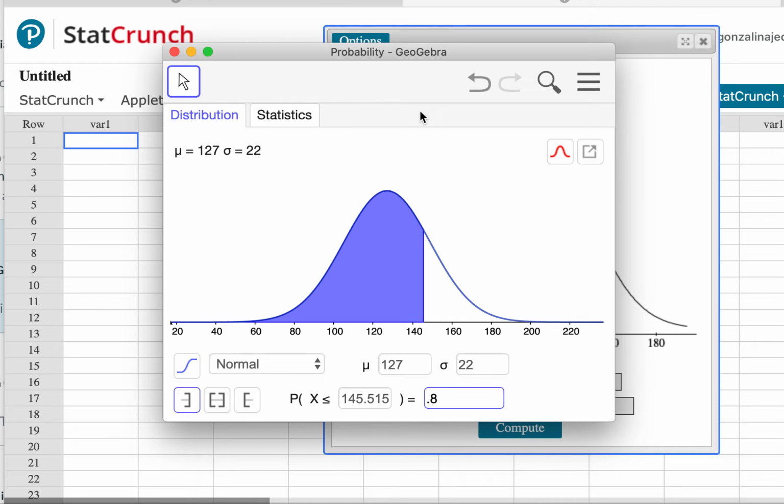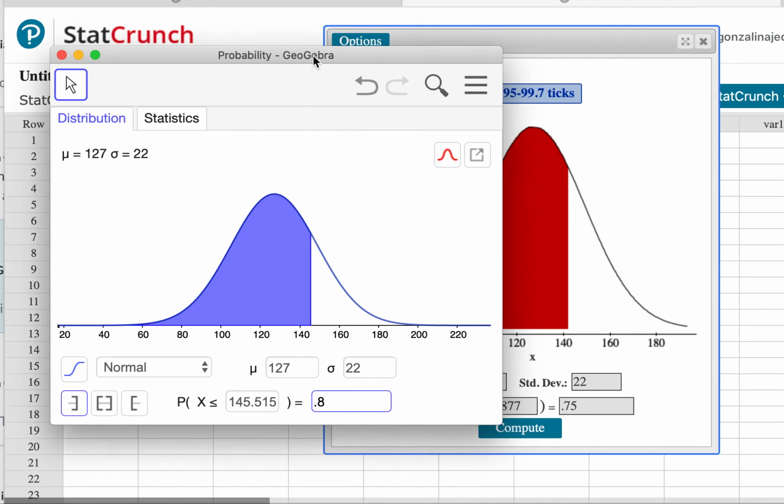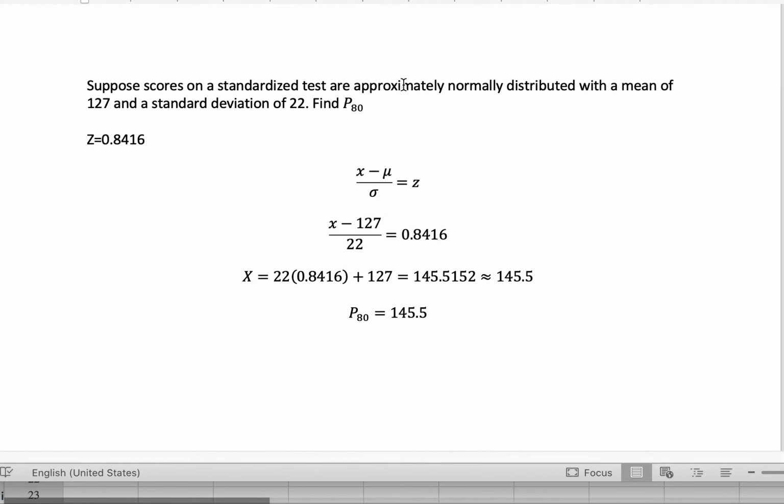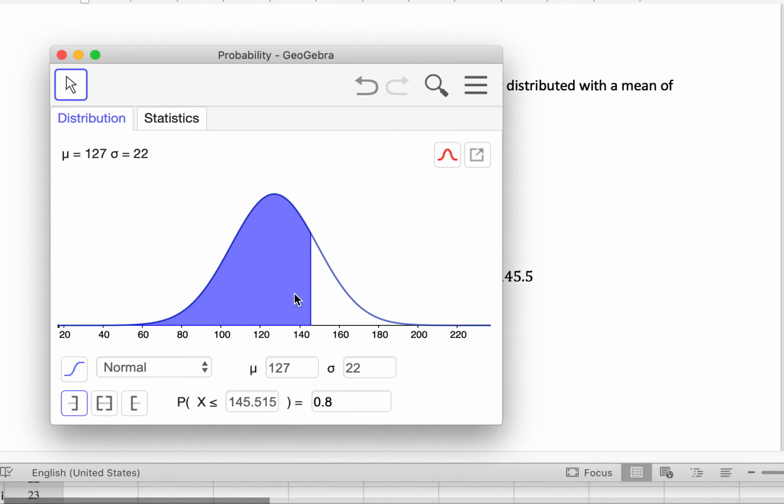So there's a ton of different technologies you can use, and they'll all give you the same idea: when you find this percentile, what you're really looking for is 80% of the area under the normal curve on the left and 20% of it on the right. I hope this rambly video was helpful.